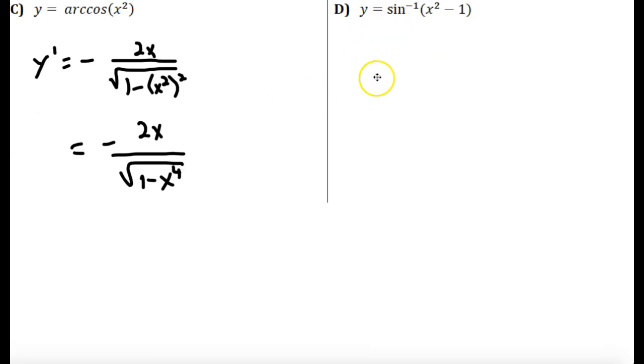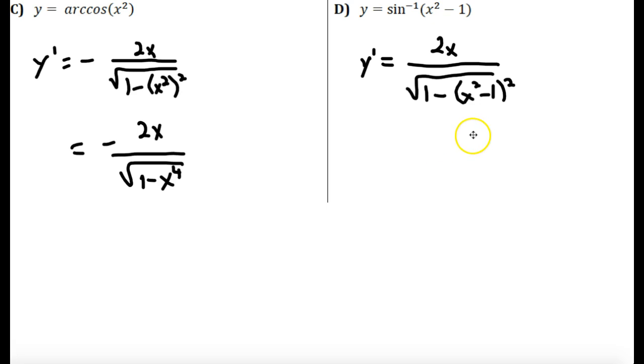Now here, inverse sine of x squared minus 1. My derivative is the derivative of the inside. So just like our last problem, that is 2x over the square root of 1 minus x squared minus 1 squared. Now we could multiply this out and simplify a little bit here, but I'm not going to bother simplifying that here. So here are our answers to C and D. Now, take a minute and you guys try the next two.